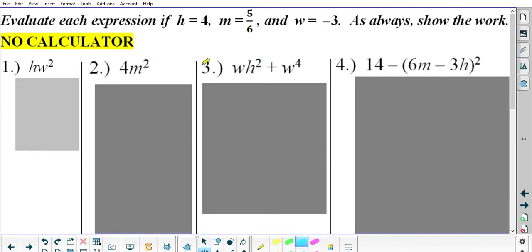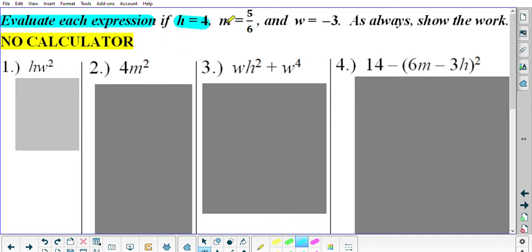The directions say that we're going to evaluate each expression, and if you already forgot what it means to evaluate an expression, it means find the final answer to that expression, but you're going to notice they give you values of the variables.